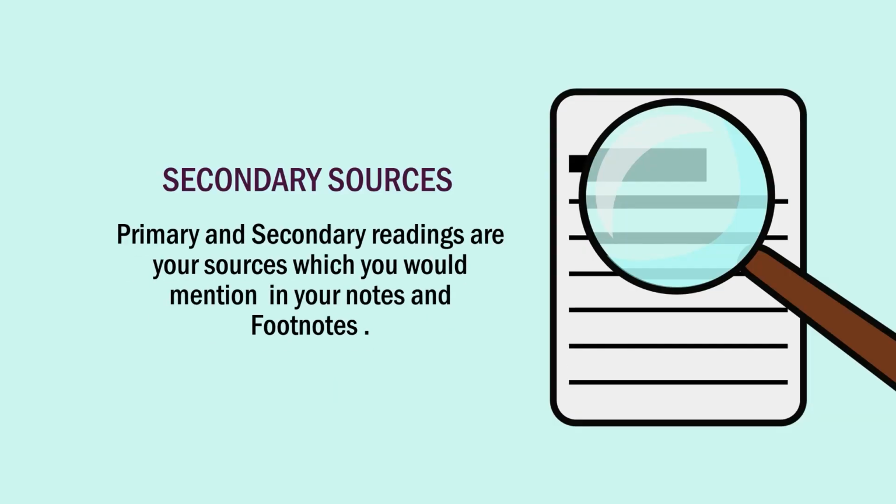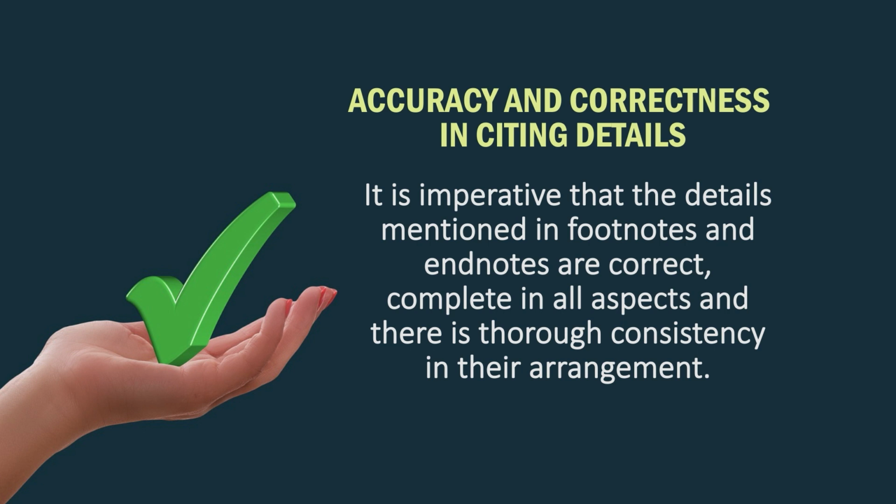So the primary and secondary readings are your sources, which you would mention in your notes and footnotes. There are various academic style sheets that lay out a prescribed format in which the references to the author, book, and publication are written. And this is strictly to be adhered to. It is imperative that the details mentioned in footnotes and endnotes are correct and complete in all aspects, and that there is thorough consistency in their arrangement.